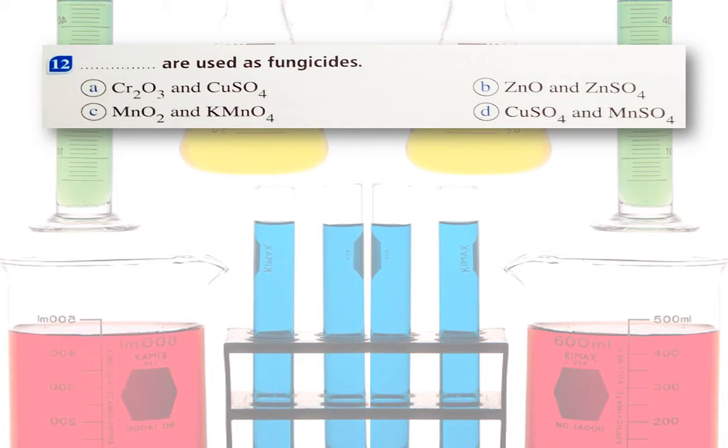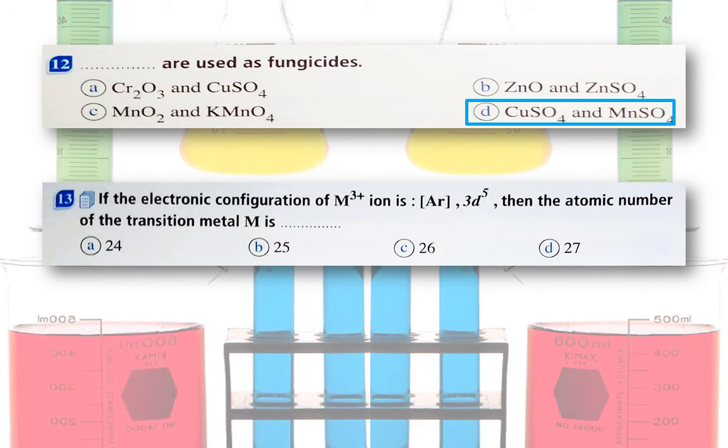Question number 12. Which ones are used as fungicides? We have here two compounds that we can use as fungicides. We have here what? Copper sulfate and manganese sulfate. We have two compounds here as fungicides as they kill fungi.